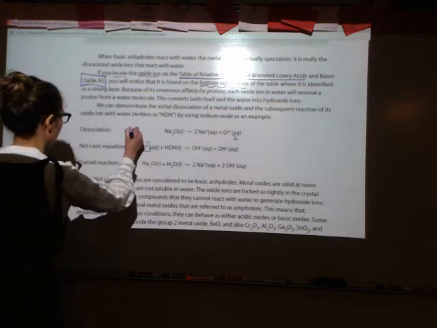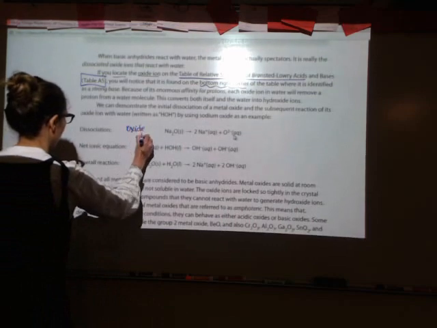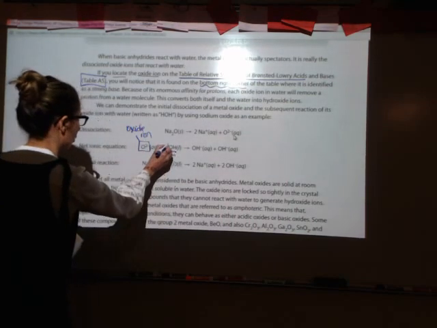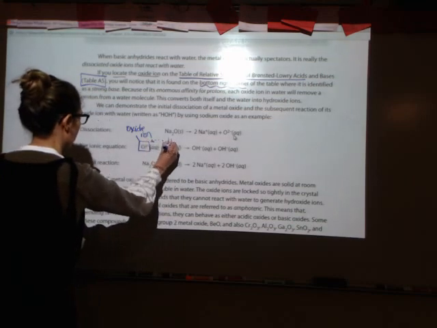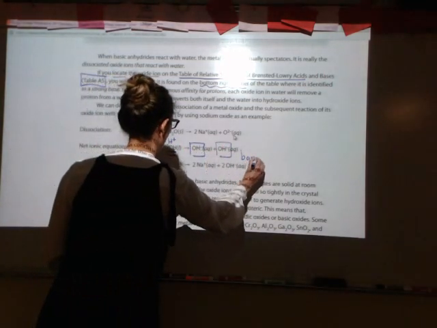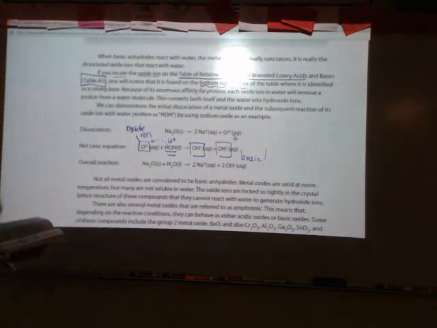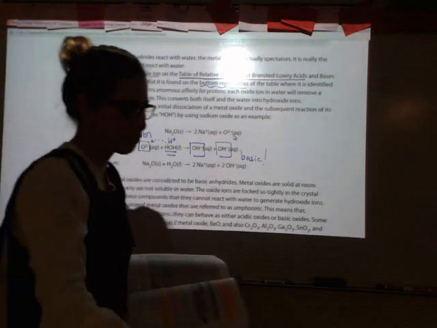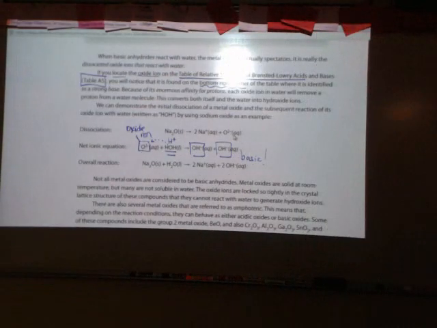Here you have your dissociated oxide ion, and it's reacting with water. It actually pulls one of those hydrogens or protons from water, and you're going to get 2 hydroxide ions, which makes this very basic. Okay, so it converts itself to a hydroxide, and it converts a water to hydroxide.